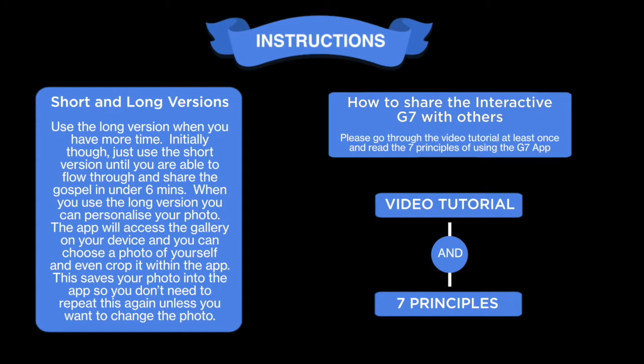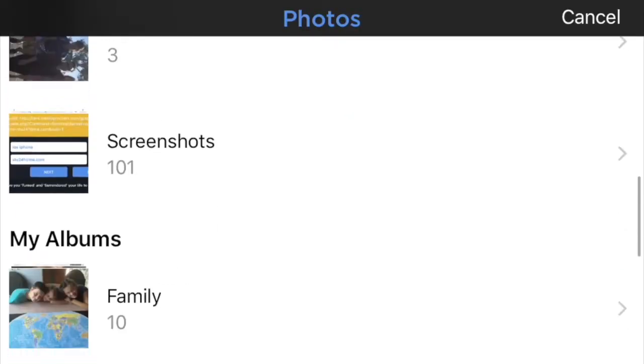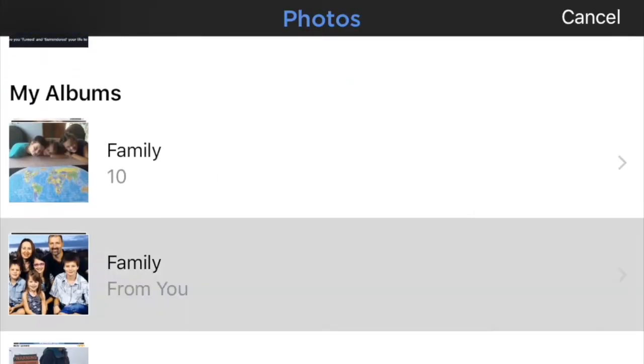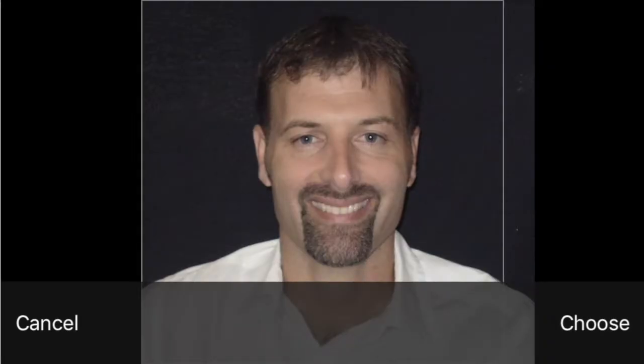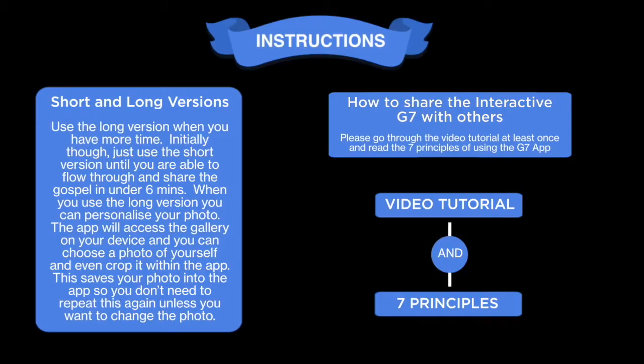When you come to instructions, it'll talk about how you can personalize your photo, which is only under the long version, and it accesses the gallery on your device. So when you're going through the long version, it displays your photos, which looks like your own custom app, which is a great feature. Now you'll notice there's also a video tutorial, which is what you're watching at the moment, and the 7 principles.